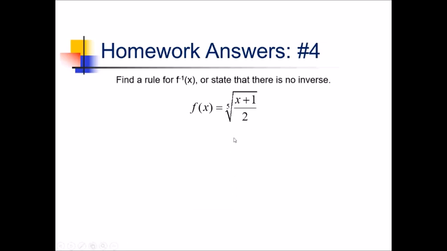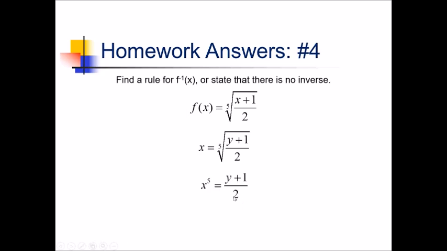To find the inverse on this function, we're going to start by switching x and y. So I'll write this as x equals 5th root of y plus 1 over 2. And now I have to solve for y. First thing I need to do is get rid of this 5th root by taking the 5th power of both sides. So this will be x to the 5th equals y plus 1 over 2.